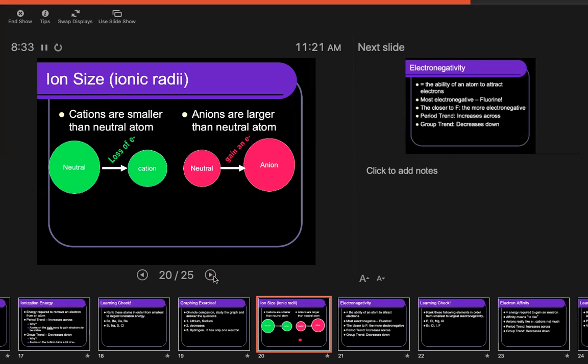If it's a metal, if it's on groups 1, 2, and then 3 through 12, those are all cations. So they're all going to be smaller when they form cations. Anions get a little bigger. They're going to gain electrons and they're going to be larger.